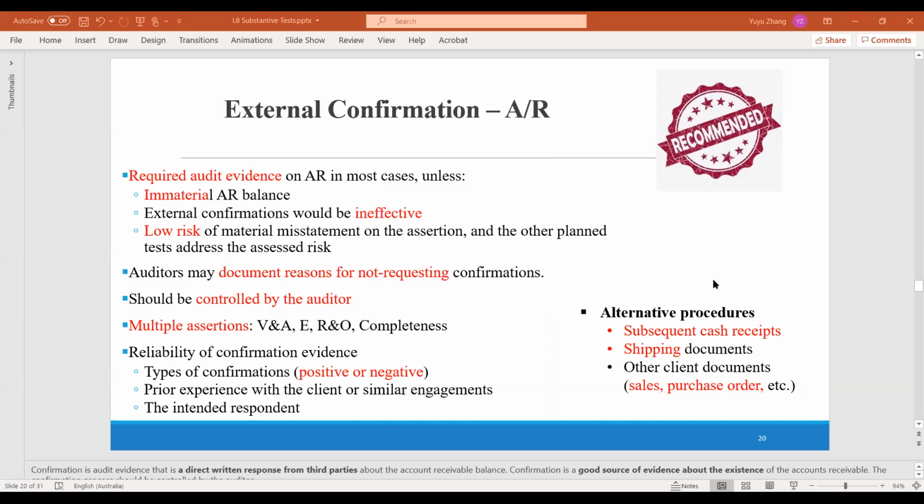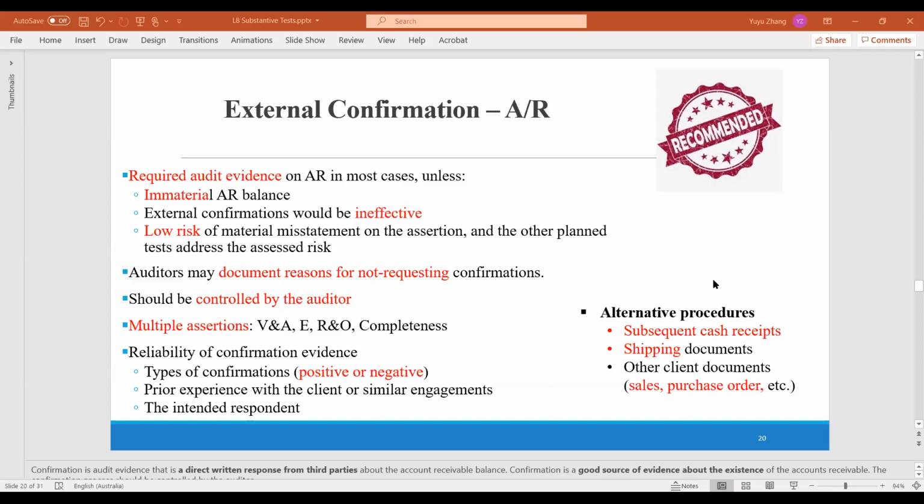Right. So the confirmation documents are apparently the strongest documents for accounts receivable balances, because they are externally generated and externally circulated. It is a very independent document. So the question here is, how would you ensure these independent documents are really independent?